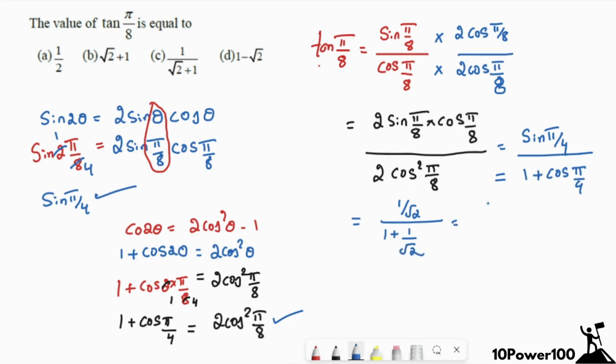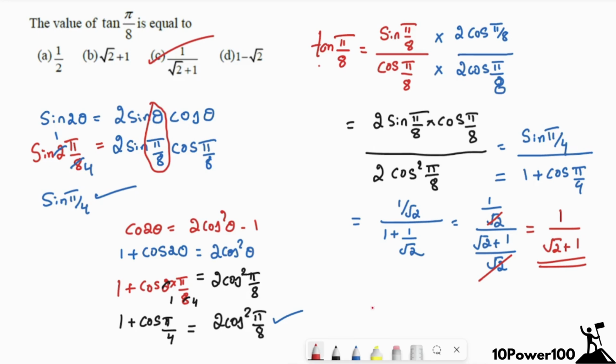If we take LCM, we end up getting 1 by root 2, whole divided by root 2 plus 1 whole divided by root 2. We can cancel this denominator and this denominator. So the final answer is 1 divided by root 2 plus 1. So do we have this option? Yes, option C, 1 by root 2 plus 1 is the right answer.